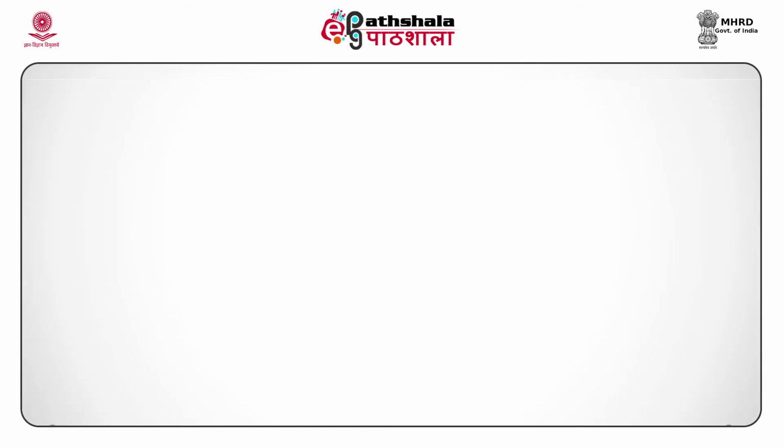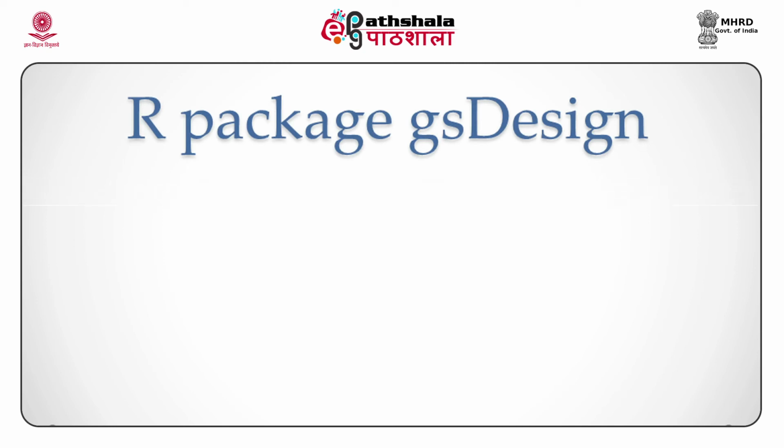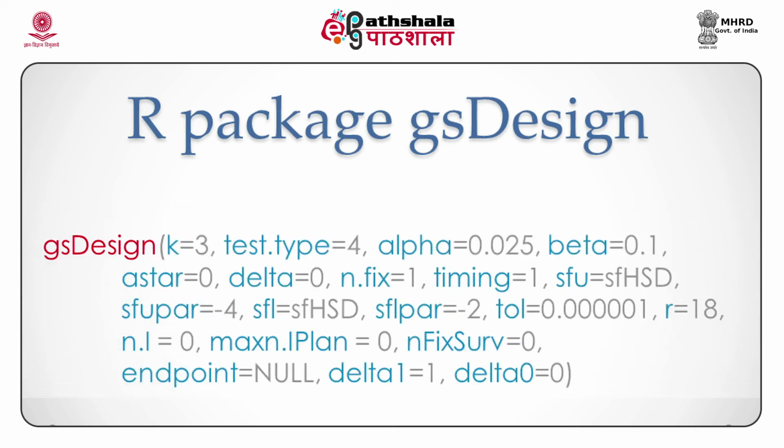A quick glimpse at the R package gsDesign, which we shall revisit in the final module on sequential clinical trials. This slide gives you the typical syntax of the function gsDesign. So you can see that there are many arguments. K is the number of analyses planned, including the interim and the final. The test type, which could be one-sided, two-sided, symmetric or asymmetric.